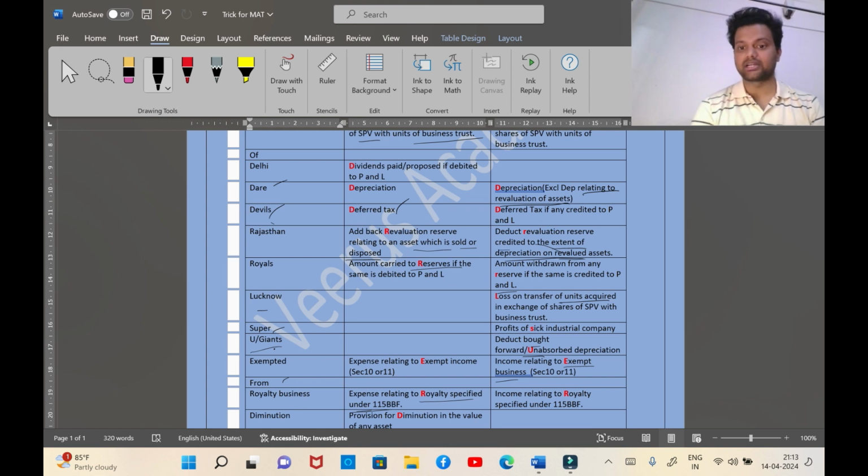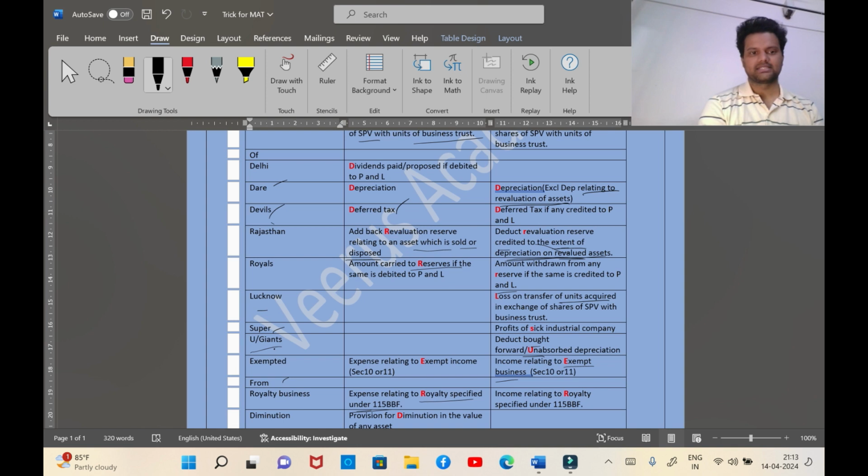Deduct revaluation reserve credited to the extent of depreciation on revalued asset. For example, if depreciation on revalued asset of 100 is debited, and revaluation reserve credit is 120, how much do you need to deduct? Only 100, not 120. So that is the logic behind this particular adjustment. I hope you are already clear about this particular provision.